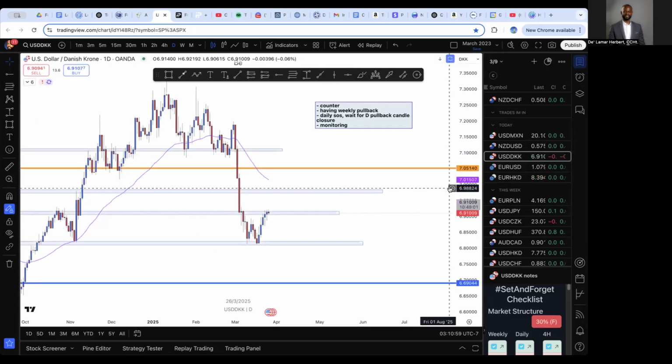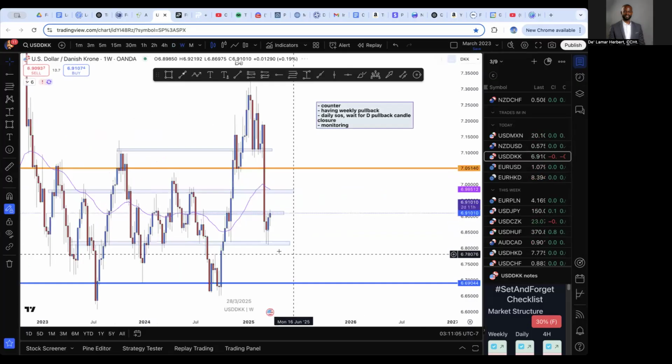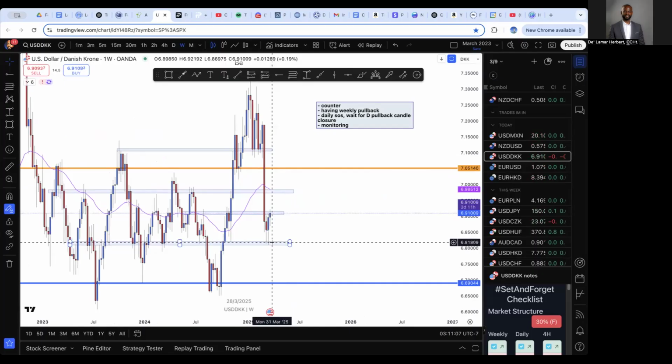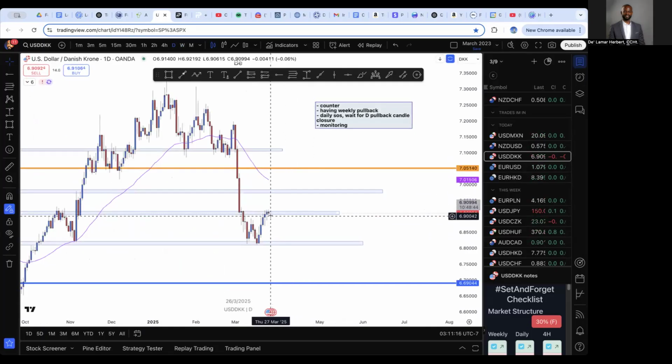USD KK has made the shift, and this is a counter trend as well, because on the weekly we are here. We have made a rejection at this area of interest and a pullback on the weekly. So now we're just looking for that counter trend trade. We had this daily structure shift, and now we're just looking for that pullback.